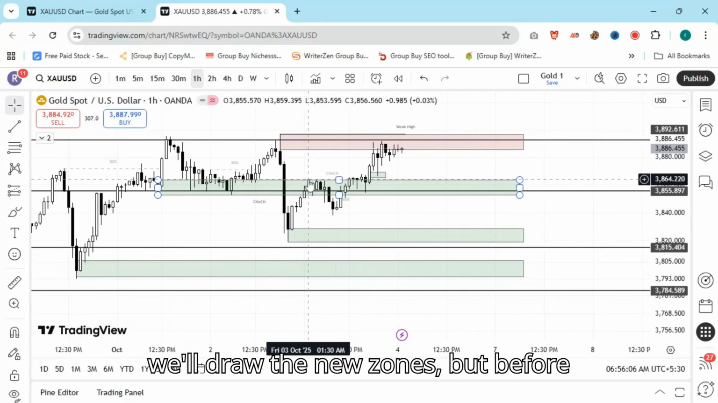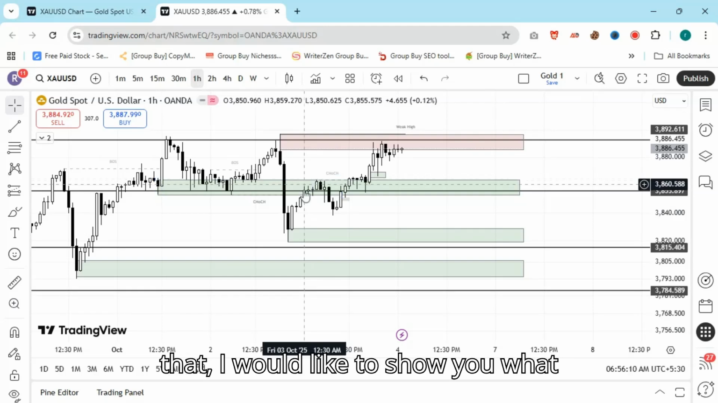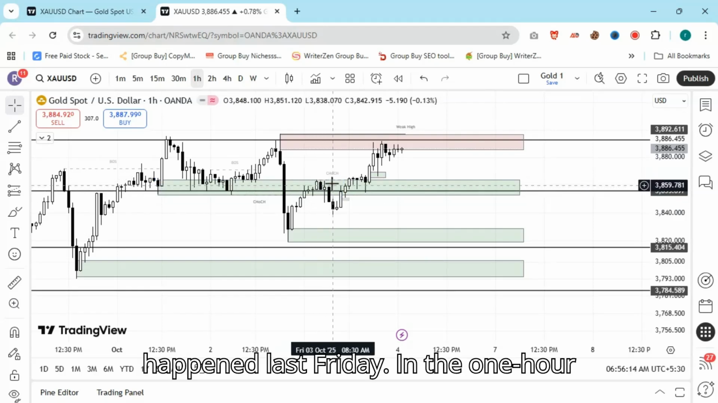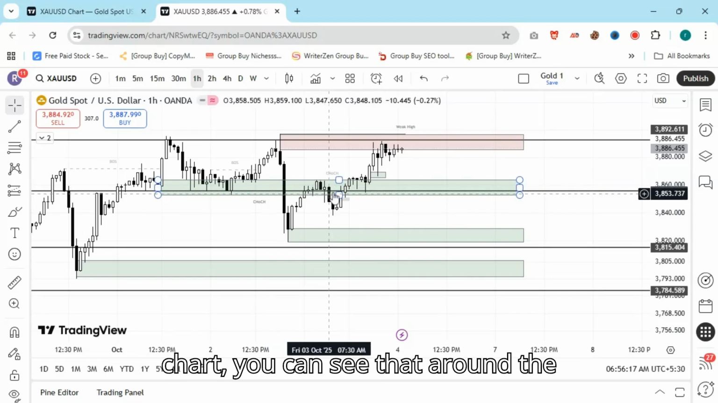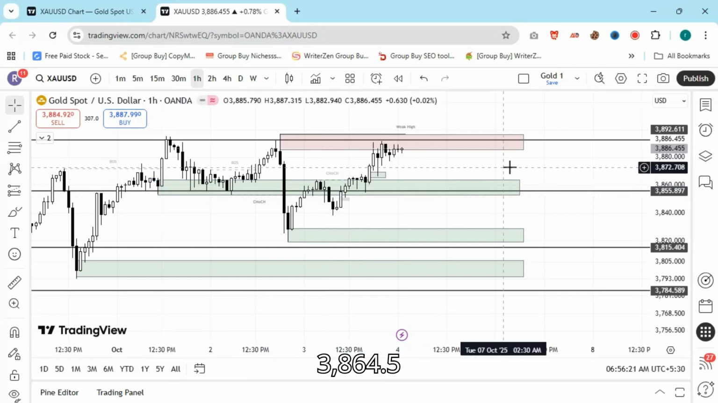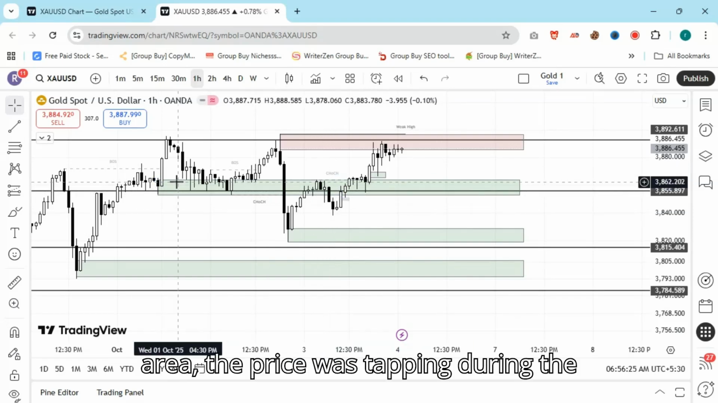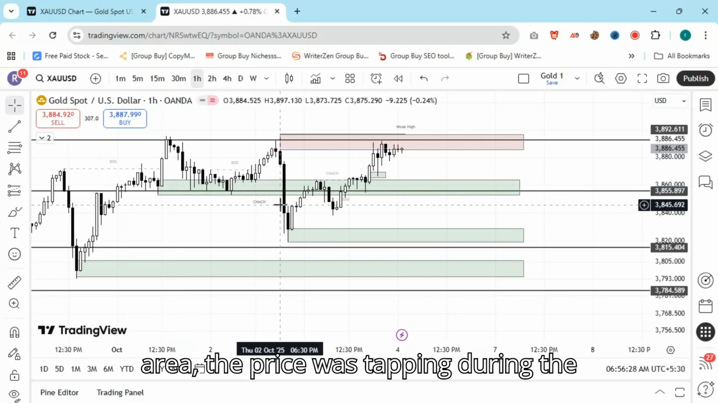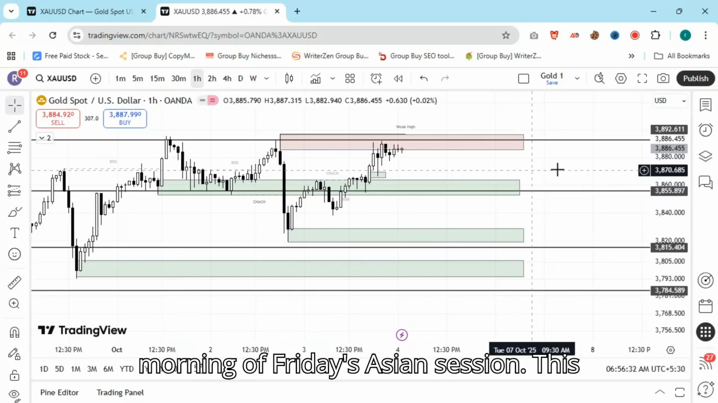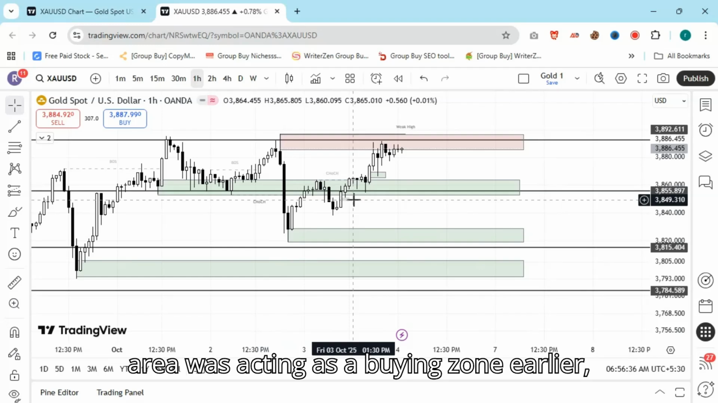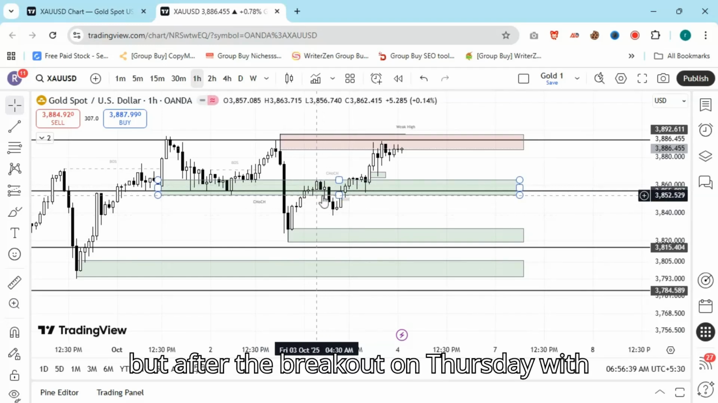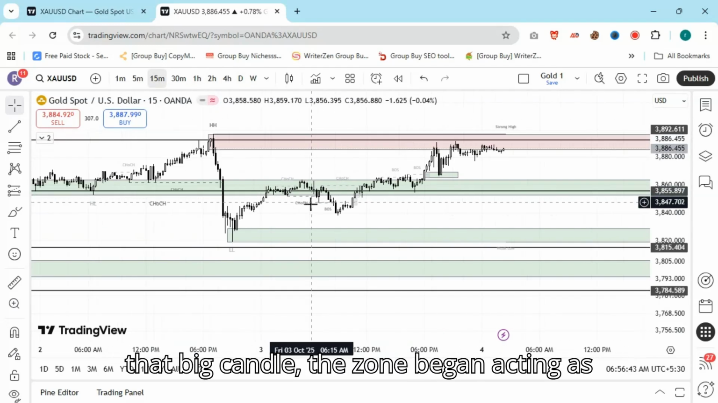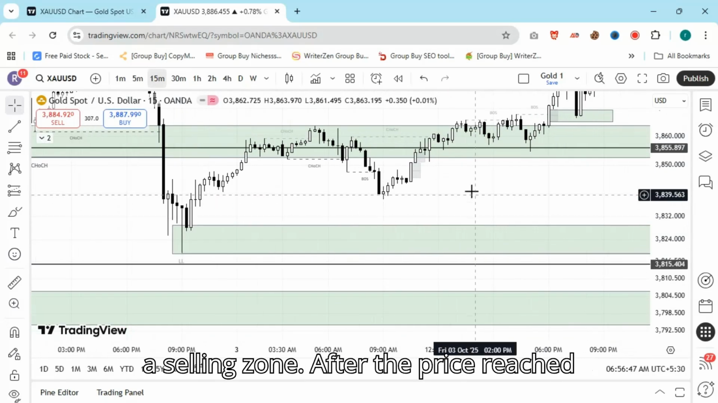First of all, we'll draw the new zones. But before that, I would like to show you what happened last Friday. In the 1-hour chart, you can see that around the 3,864.5 area, the price was tapping during the morning of Friday's Asian session. This area was acting as a buying zone earlier, but after the breakout on Thursday with that big candle, the zone began acting as a selling zone.